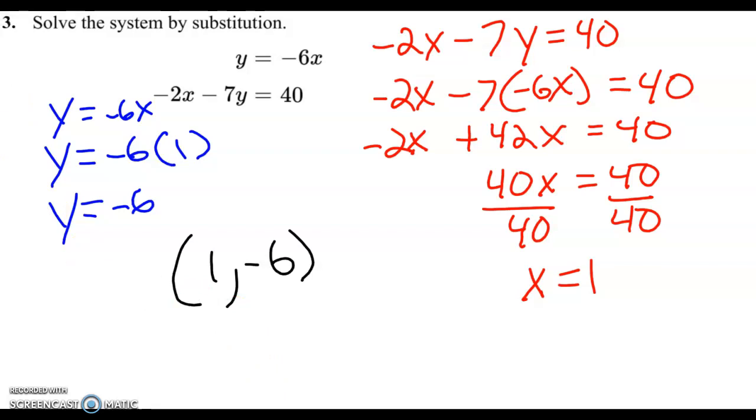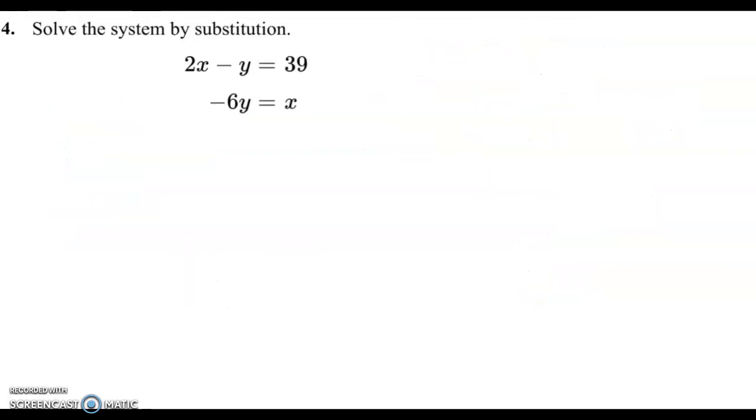All right, let's take a look at another example. Now they mixed it up for you. They put the bigger equation on top, and they switched it. They put the x in. We got x is equal to negative 6y here, but we're gonna make it simple for us.